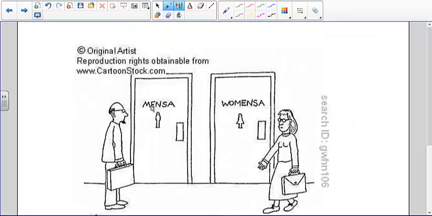There's a little joke here. So here's Mensa. If you're not familiar, Mensa is an organization that you can belong to that is for people that have an IQ above, I think, 140. And of course, if you're a woman, it's Womansa.